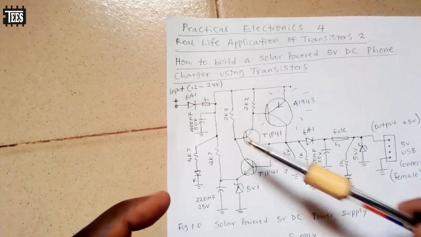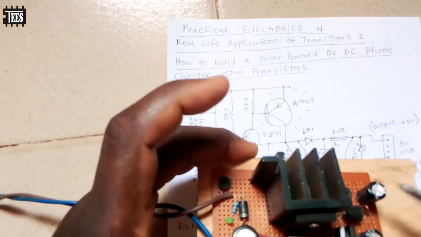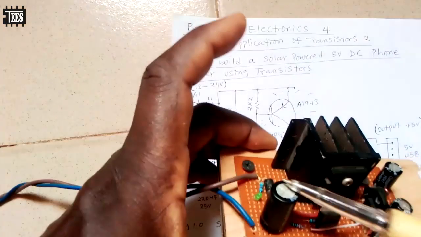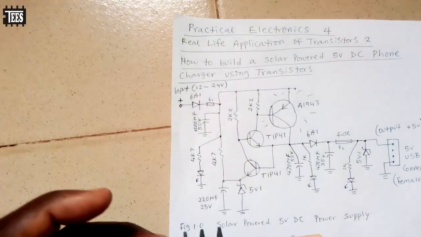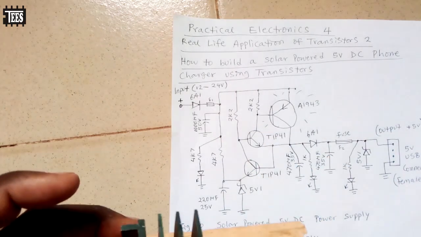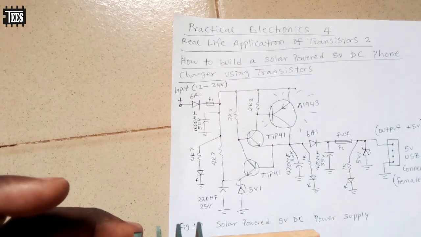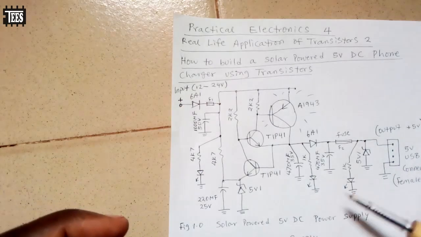Now let's look at other components also. We have a capacitor here. We have a capacitor here. We have a capacitor. We have a capacitor here. So let's look at the diagram here. Look at this capacitor here. This one that you're seeing here. Look at it here. And then this one that you see here. Then this capacitor you are seeing here. Where is it?